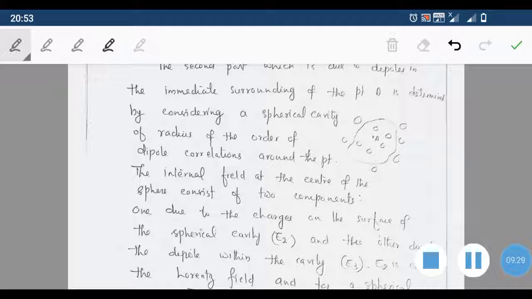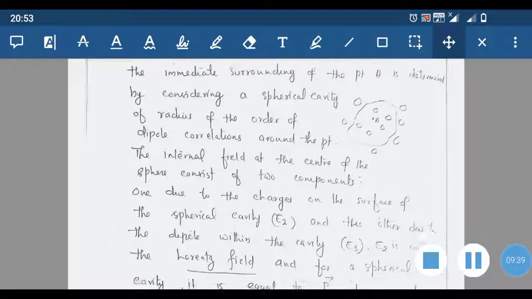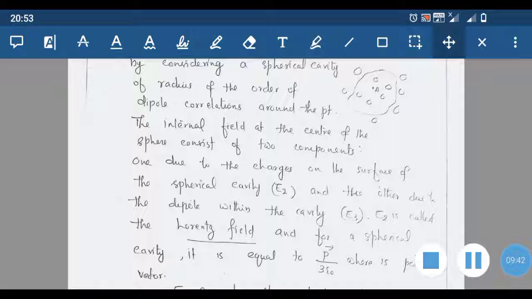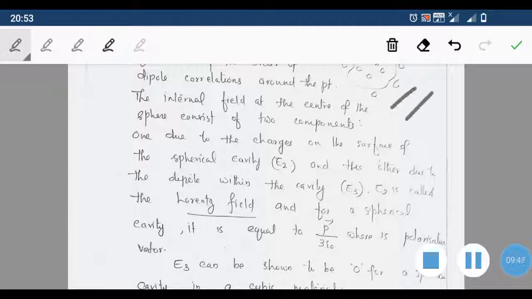The internal field at the center of the sphere consists of two parts. So the second part again consists of two parts. One is due to the charges on the surface of the spherical cavity, and the other is due to the dipoles within the cavity. So we can divide these contributions into two parts.